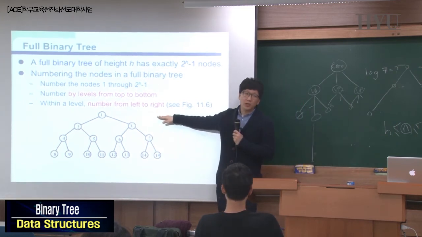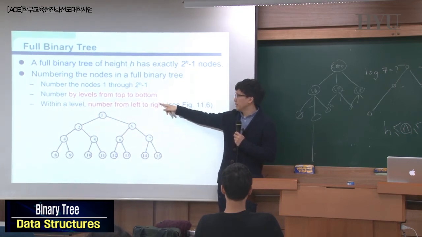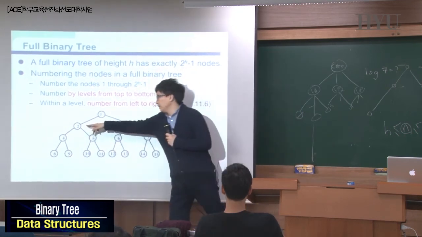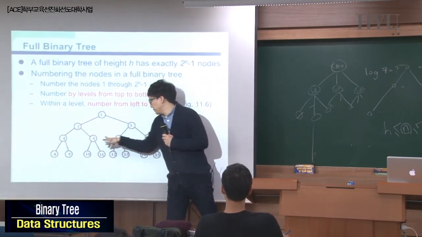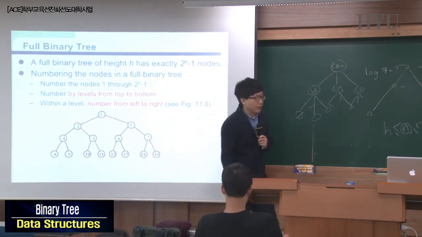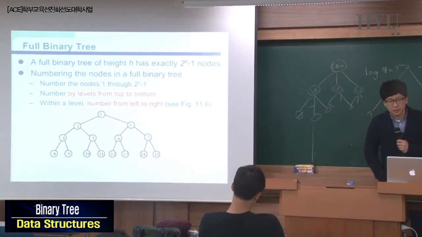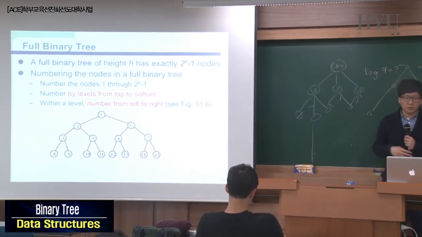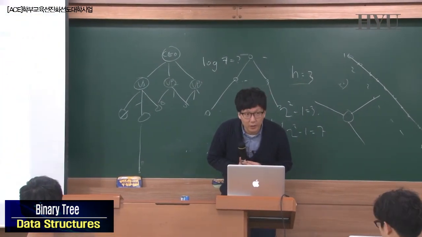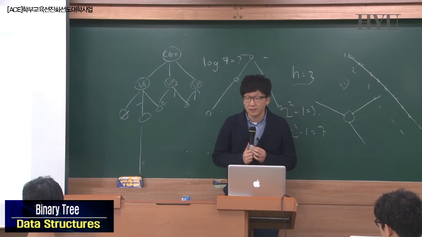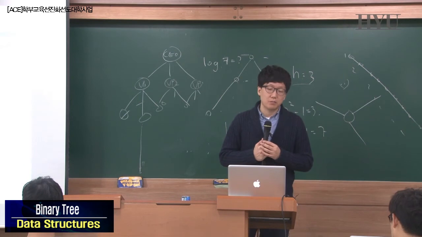Level 1, only one element, 1. Level 2, okay, I'm in my level 2. It says number left to right. Left to right, 2, 3. Level 3, 4, 5, 6, 7. So if I do that numbering, you're making a full binary tree. No number is missing in a full binary tree. If I miss an element somewhere, then it will not be a full binary tree, because the definition says it has to have 2 to the h minus 1 nodes. It has to be a full tree.